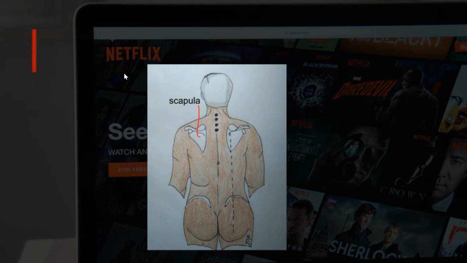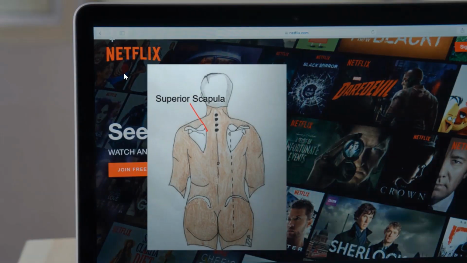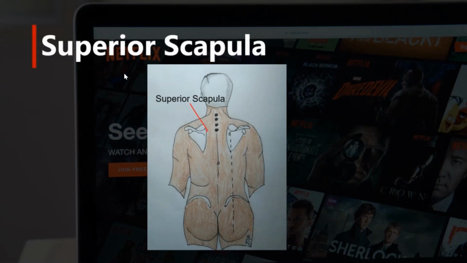So let's have here the scapula. As you can see in the picture, with the red mark, this is the scapula. The scapula, or the shoulder blade, is flat and triangular in shape and is located in the upper part of the posterior surface of the thorax. Superior scapular angle: the superior scapular angle lies opposite the spine of the second thoracic vertebra. This is the superior scapula with the red line.